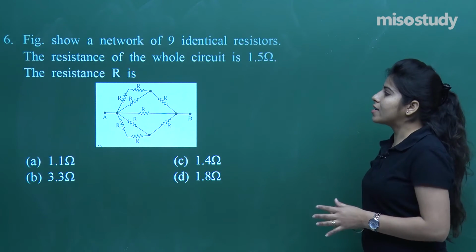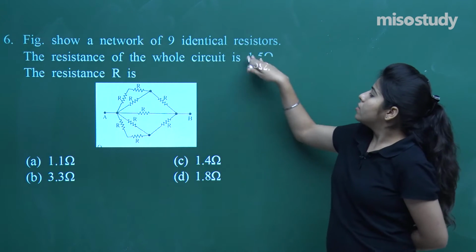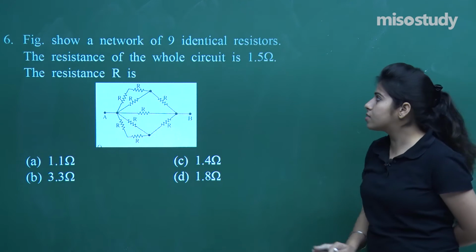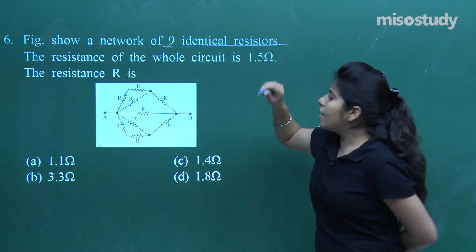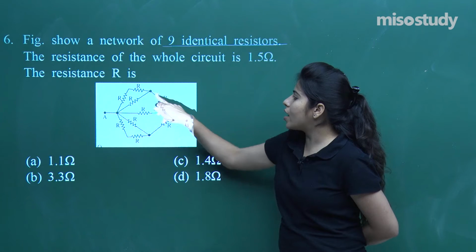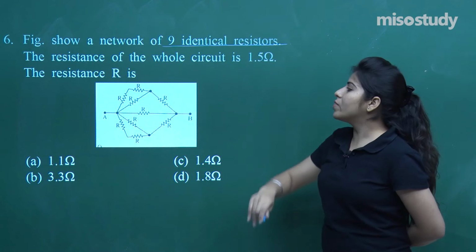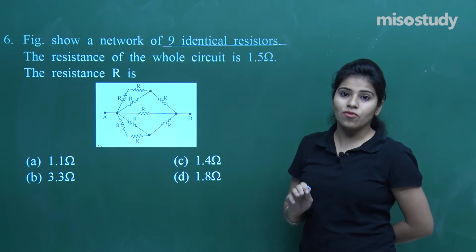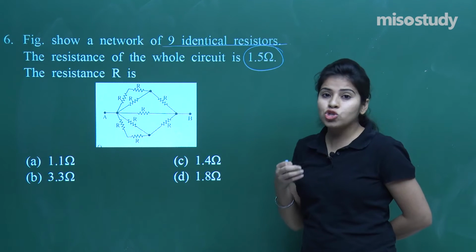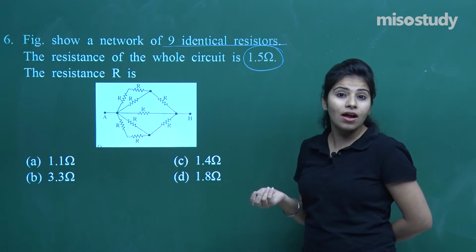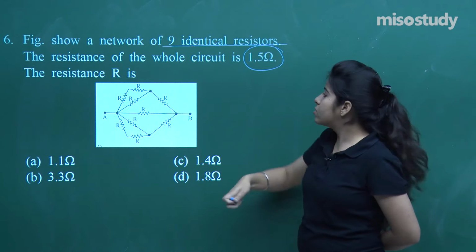Alright, so here what I can see is we have been given a figure, a mesh of resistors, and there are 9 identical resistors. 9 identical resistors. That means all are having value as capital R. Now we have been given that the resistance of the whole circuit is 1.5 ohm. We have to calculate this R. So we have to find out the value of R.